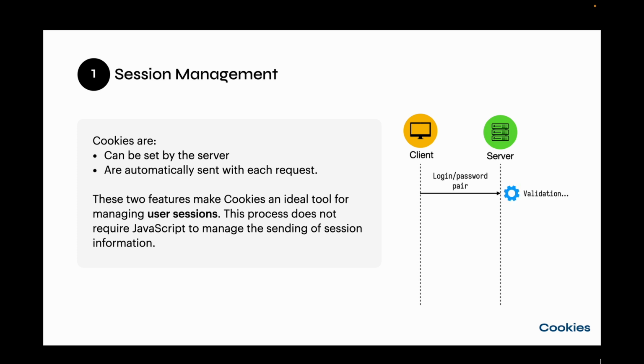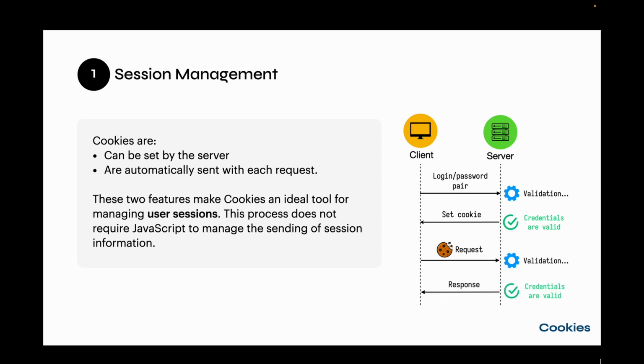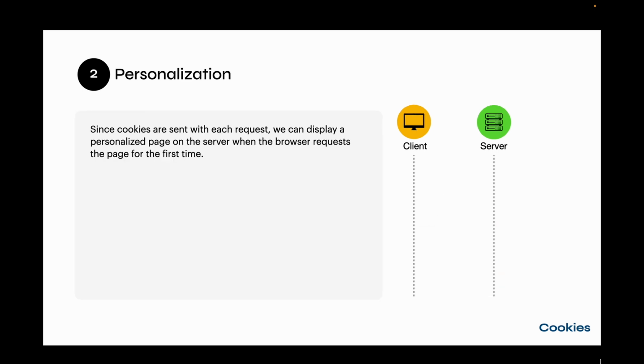The user fills in credentials, login and password, and the browser sends them to the server. The server validates them and, if correct, sends a successful response to the browser with a token in cookies. For subsequent requests, the browser automatically sends cookies with a request. The server validates the token from the cookies, and if it's valid, the server recognizes the user as authorized and returns a response. The next topic is personalization.